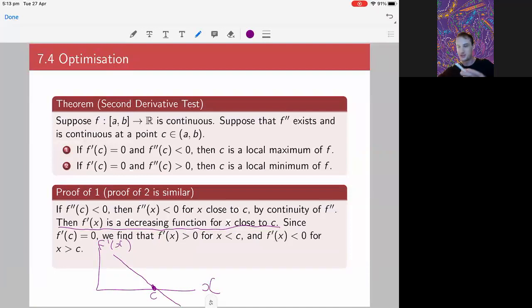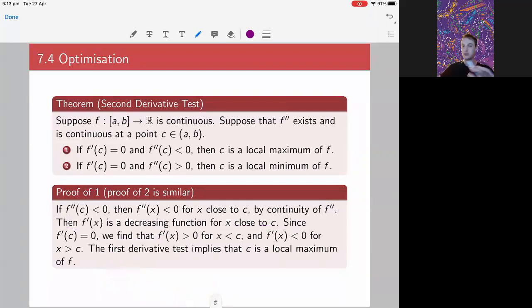But this is great because this is exactly the situation we're in, so that we can apply the first derivative test. Because the first derivative test says that if your first derivative is positive before, and if it's negative afterwards, then you have to be at a local maximum of the function f. So this is the proof of point 1 of this second derivative test. As I said before, the proof of point 2 is almost identical. All right. Are there any questions on that? I'll just give a brief pause there.